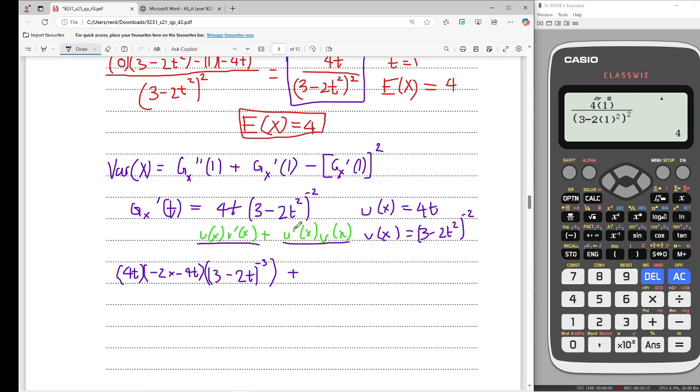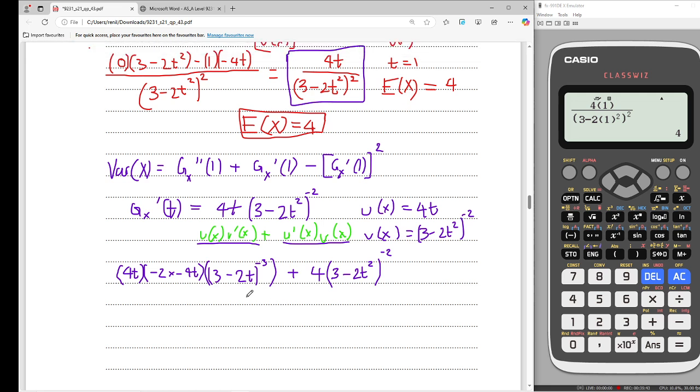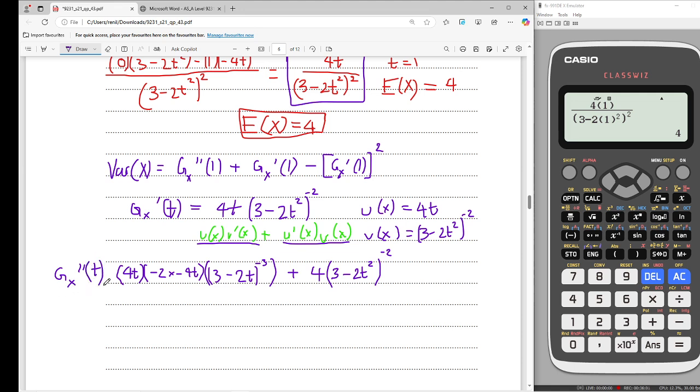Then we add the result of the second one, which is u dash of x. Differentiating u of x gives 4, and we multiply this with v of x, which is just this value here: (3 minus 2t squared) to the power of negative 2. There's no need to simplify; remember, we are not trying to find the entire double derivative right now, we are trying to find it when t equals 1. So instead we can just plug in t equals 1. But before that, we can simplify a bit. So 4t multiplied by negative 2 times negative 4t is just 16t squared. No, 32t squared, sorry.